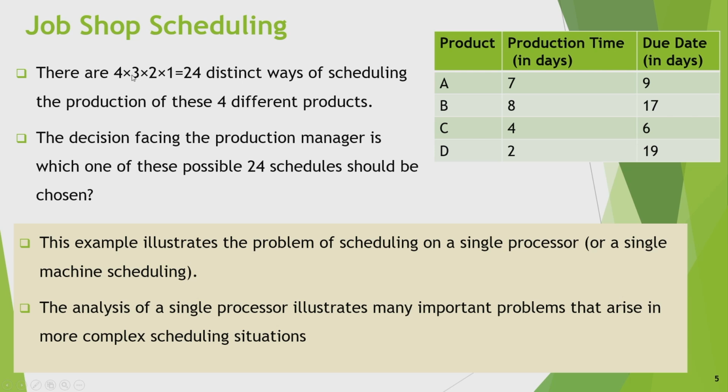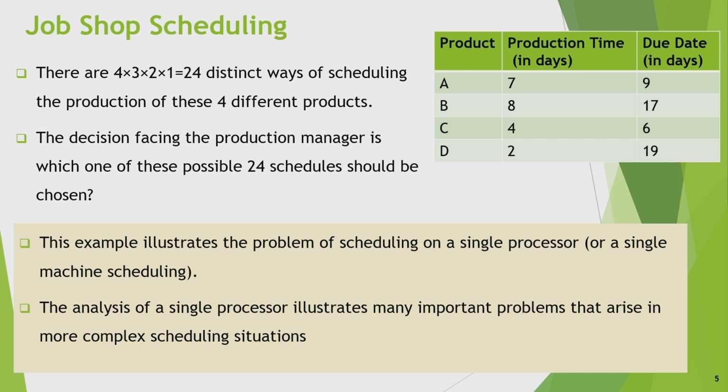So, 4 into 3 distinct ways. Then if these 2 have been chosen, the third job you have a choice to choose any out of 2, and lastly you have one job left. Therefore, in total it will be 4 into 3 into 2 into 1 ways. That means 24 distinct ways. So the decision facing the production manager is which one of these possible 24 schedules should be chosen.